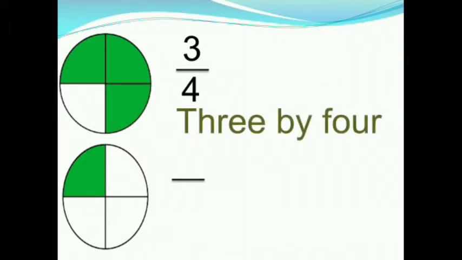See the next figure. In how many parts is the figure divided? Yes, in 4 equal parts. So the denominator will be 4. One part is colored. So the numerator will be 1. We will read it as 1 by 4.